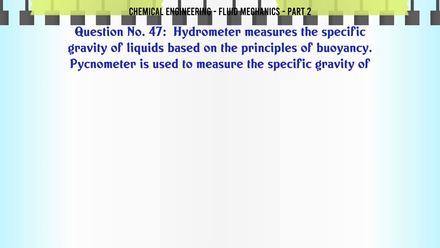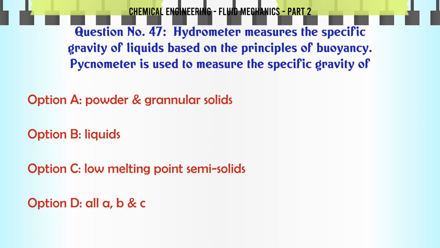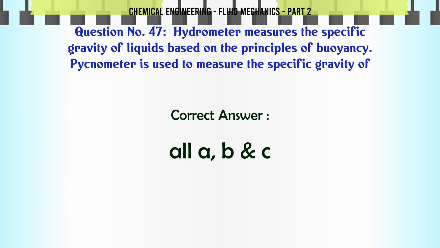Hydrometer measures the specific gravity of liquids based on the principles of buoyancy. Pycnometer is used to measure the specific gravity of A. Powder granular solids, B. Liquids, C. Low melting point semi-solids, D. All ABC. The correct answer is all ABC.